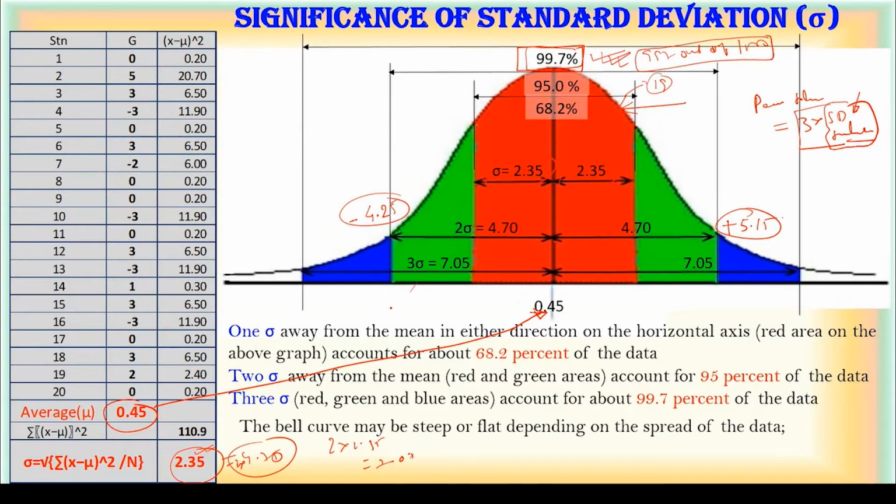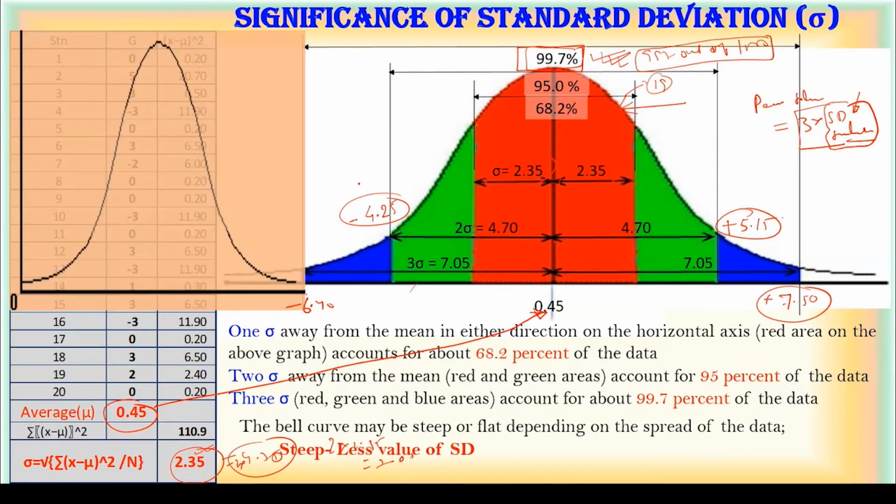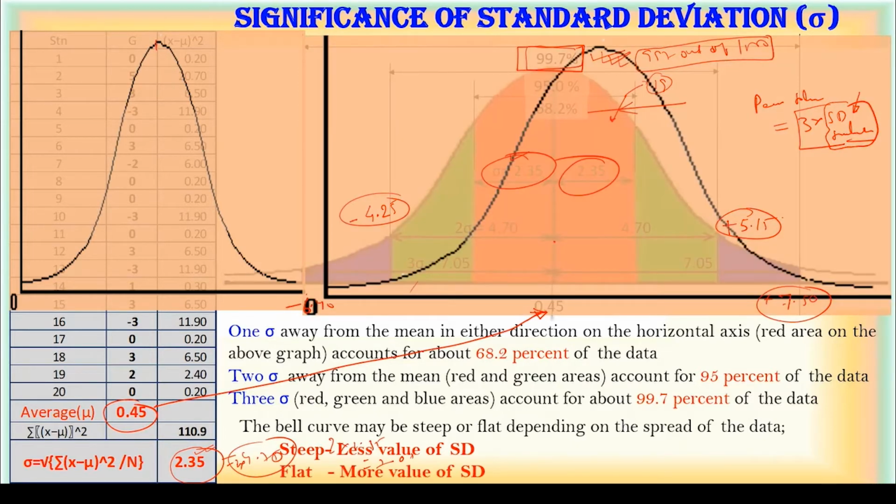99.7% data is supposed to remain within 3 sigma of mean value. यहाँ इस केस में 0.45 अगर है, 0.45 minus 7.05 means it is minus 6.42 plus 7.50. Within this, 997 data out of 1000 will remain. This is statistical analysis, and you can appreciate now कि जब sigma की value कम है, when sigma is lesser, what will happen? And when sigma is more, what will happen?